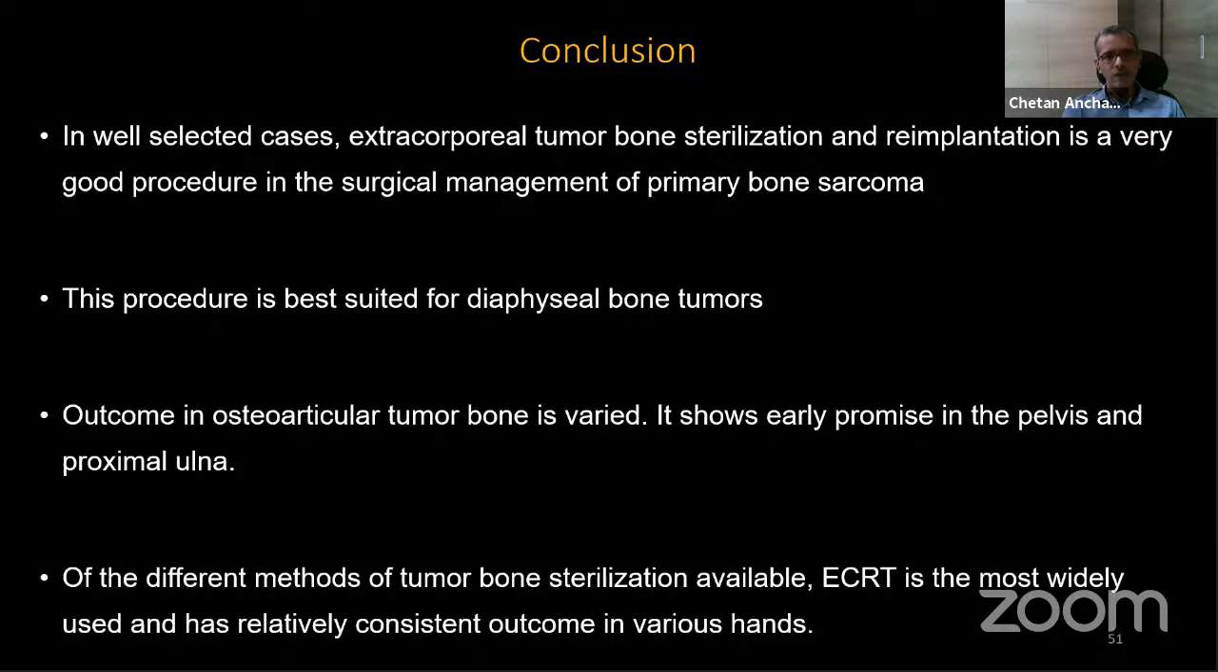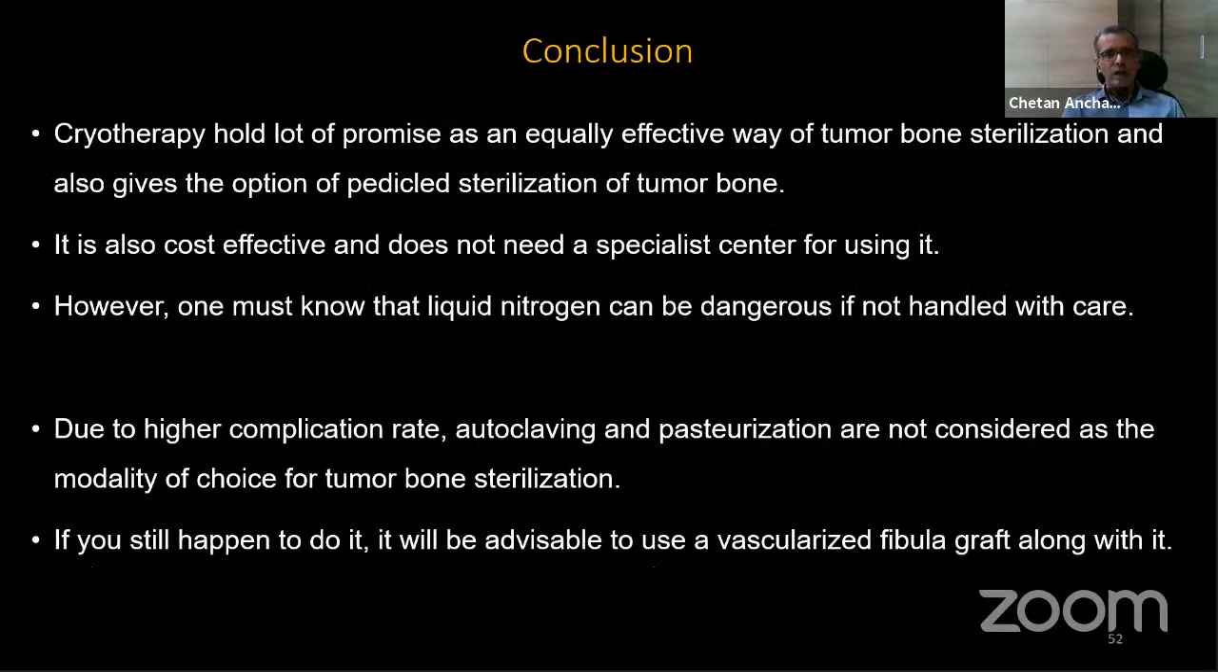This procedure is best suited for diaphyseal bone tumors. Outcome in osteoarticular tumor bone is varied. It shows early promise in the pelvis and proximal ulna. Of the different methods of tumor bone sterilization available, ECRT is the most widely used and has relatively consistent outcome in various hands.